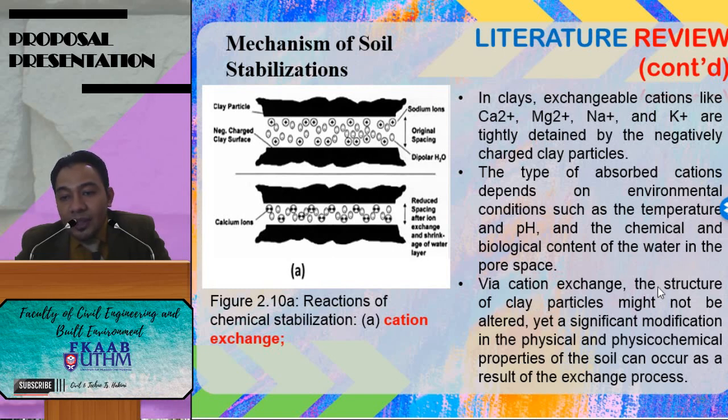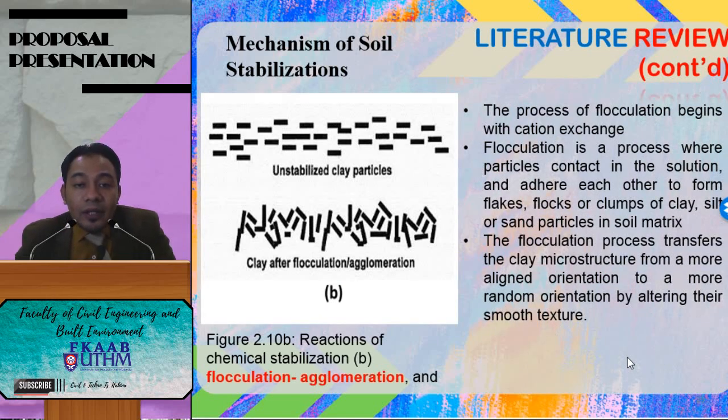Via cation exchange, the structure of clay particles might not be altered, yet a significant modification in the physical and physico-chemical properties of the soil can occur as a result of the exchange process. Okay, this is for the flocculation and agglomeration mechanism of soil stabilization.